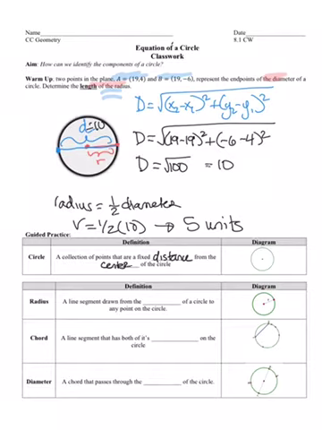All right, the radius is a line segment drawn from the center of the circle to any point on the circle. So it is that distance from the center to a point that's on the circle.